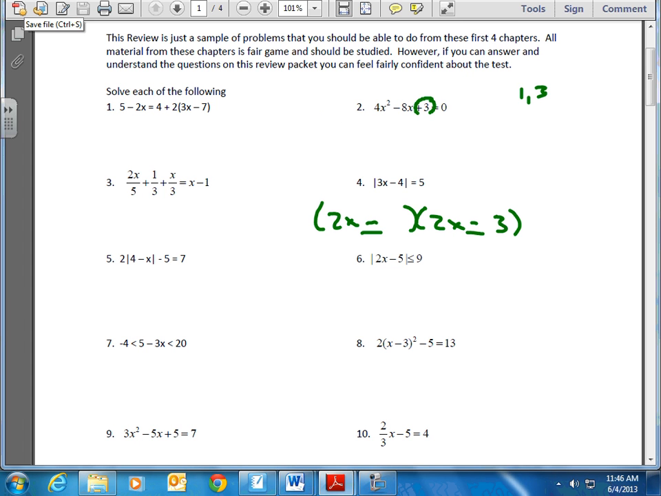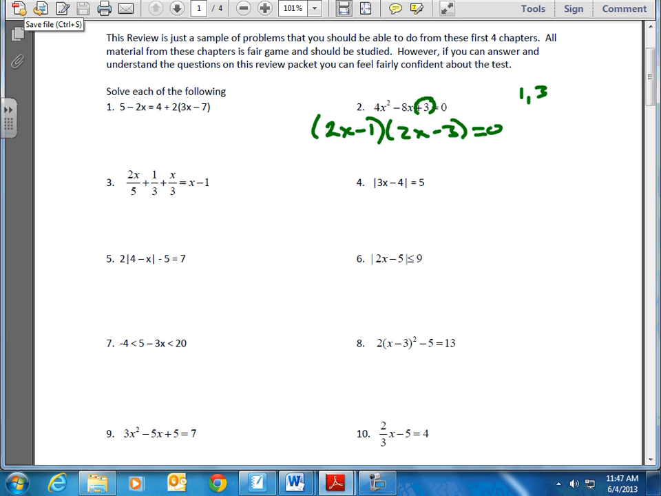Try a 3 here and a 1 here. I get 6 and 2. That is 8. When I add 6 and 2, I do get 8. So there are my factors. My factors for this are 2x minus 1 and 2x minus 3. Now that I've factored, I have to figure out what makes each factor 0.